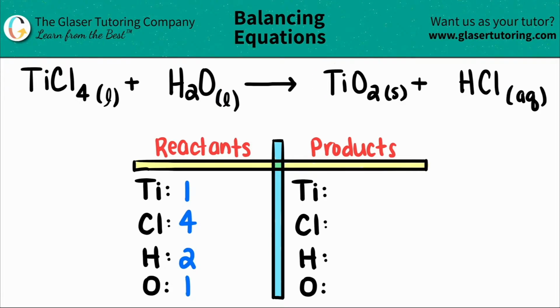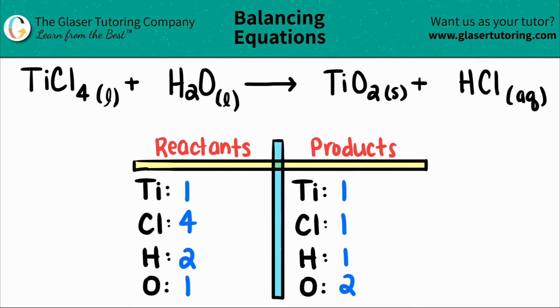Coming over to the product side, titanium is 1. I don't see a number here, so that's a 1. The oxygen, there's 2 of them, so I'm going to put a 2 where the oxygen is. The hydrogen, there's 1 of them. I don't see any subscripts, so 1. And then the same thing for the chlorine. I just have a 1.